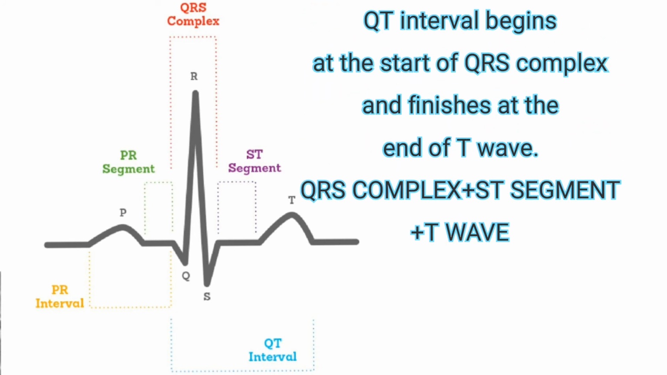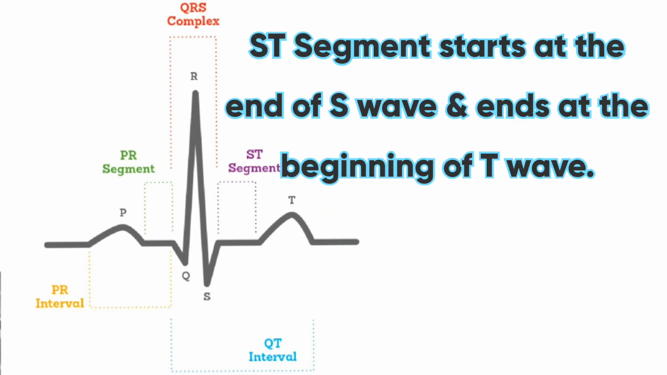The QT interval begins at the start of the QRS complex and finishes at the end of the T wave. It represents the time taken for the ventricles to depolarize and then to repolarize. So basically the QT interval is the QRS complex plus the ST segment plus the T wave. The ST segment starts at the end of the S wave of the QRS complex and ends at the beginning of the T wave. It connects the QRS complex and the T wave.